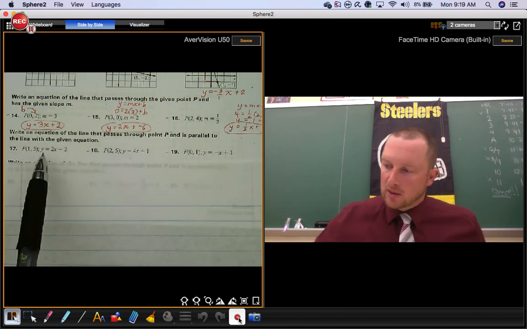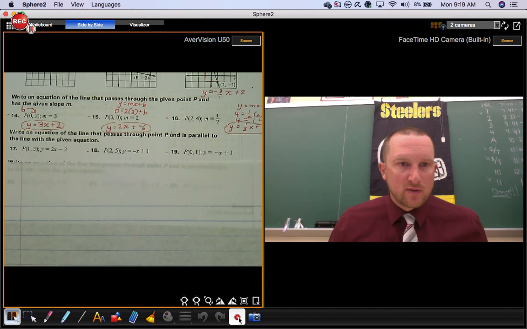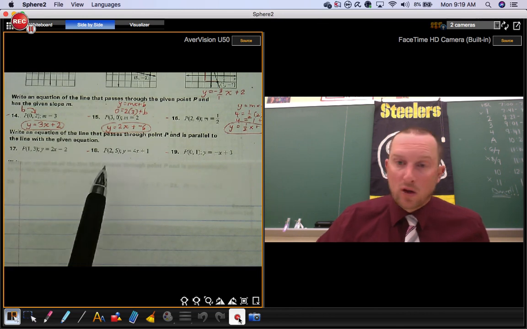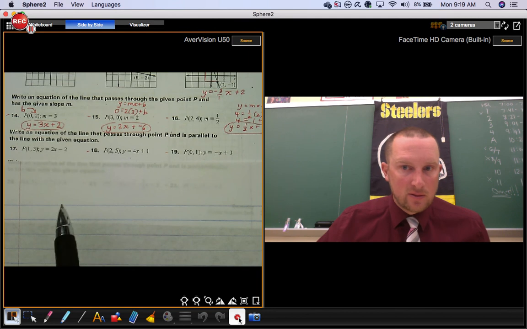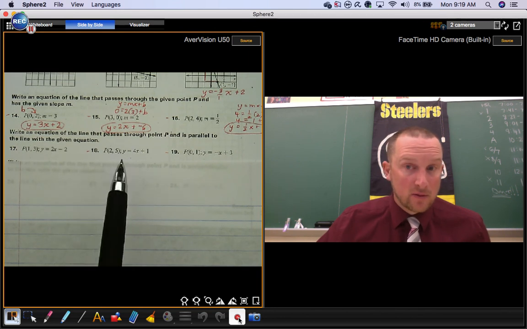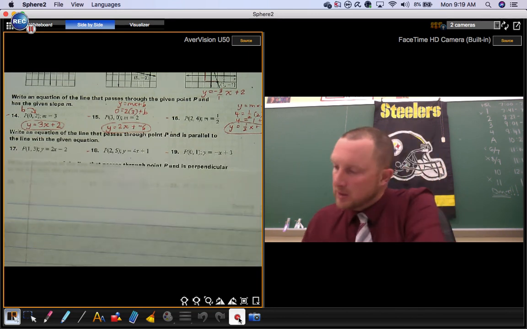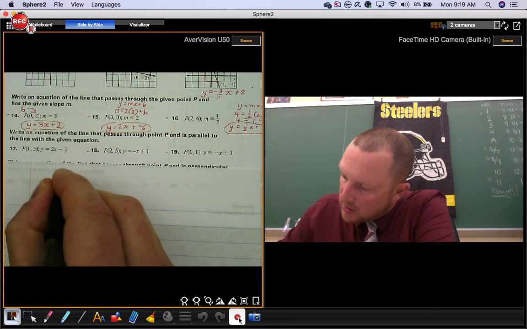They're not telling you the slope of the line. You have to figure that out yourself. And you need to write your equation not of the line, but of a line parallel to the line that they give you. So it's a little bit different, but it's still the same skills.